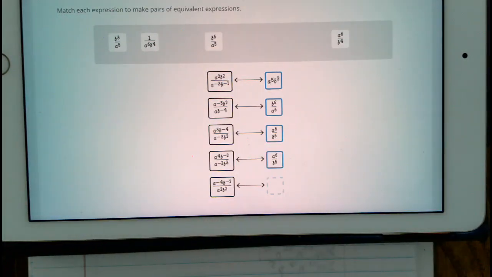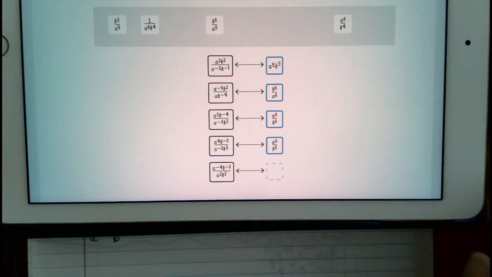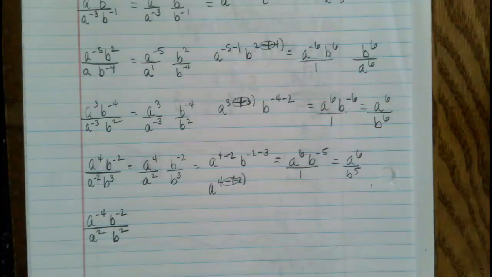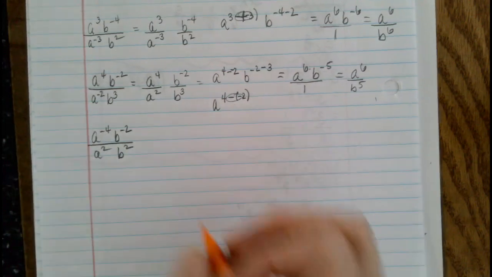And then one more problem to go here. So again, copy down this last one. We still have 4 choices left, so we don't know what the answer is going to be. And I will try to do this part of the problem correct this time, watching my signs.